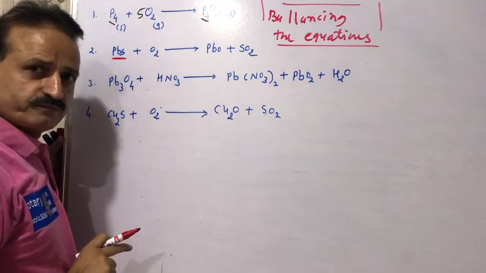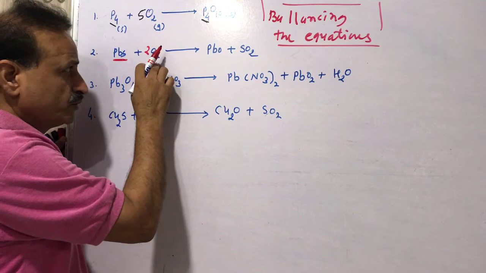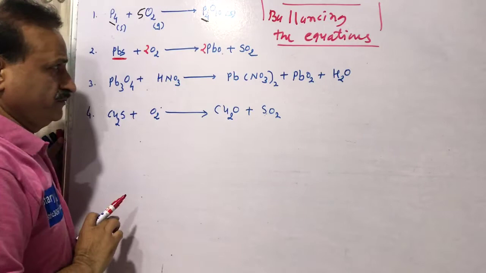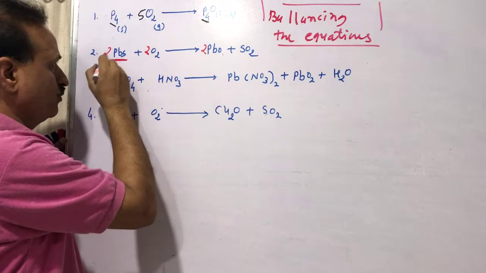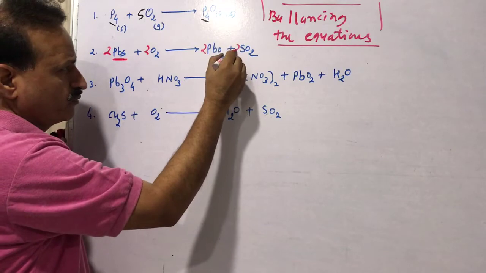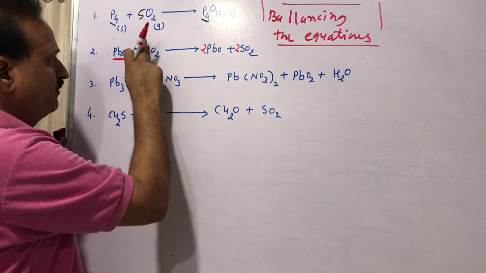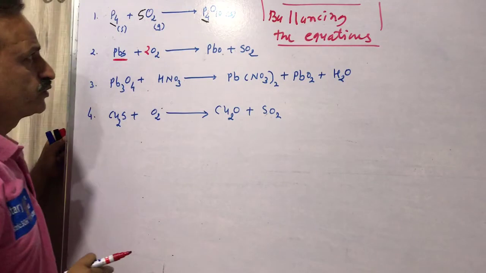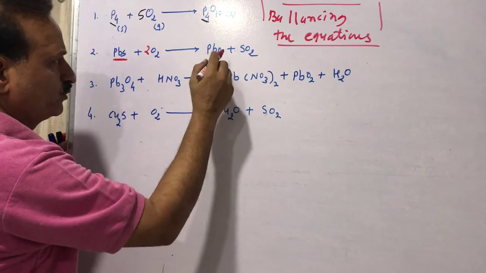There are 3. So we must put 2 over here. 2 twos are 4. But lead is 2, then we have to put 2 over here. Sulfide is also 2, we have to put 2 over here. Then a problem arises. So we will not put 2 over here. Compulsorily it is 2, put it over here. Oxygen total 3, we will put 2 over here.